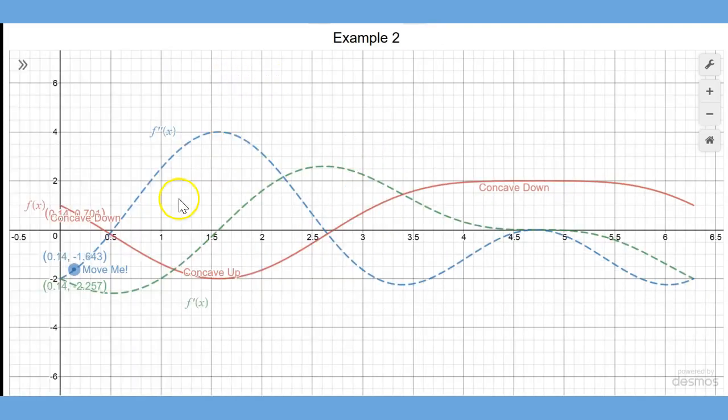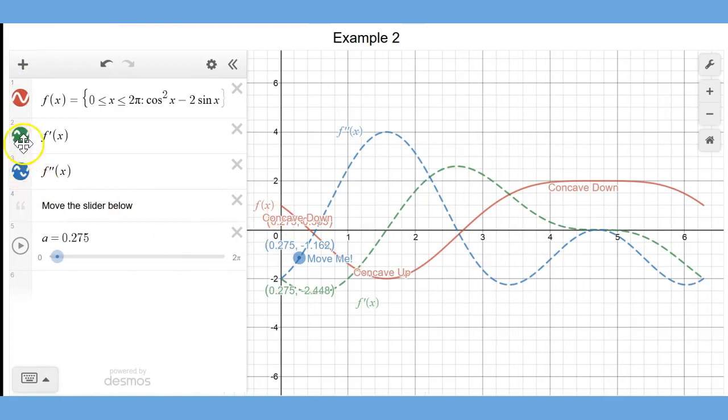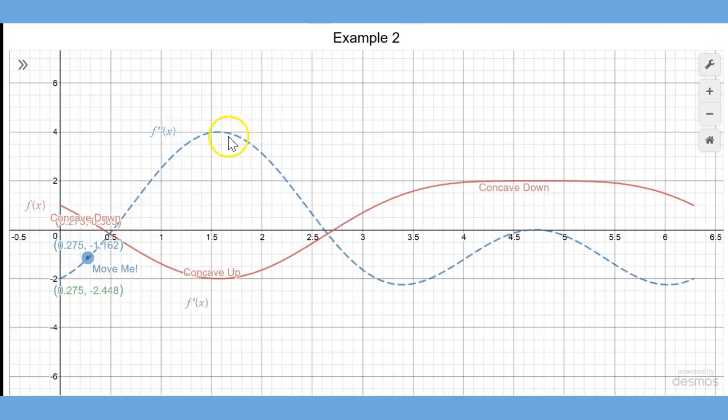So let's look at this. So the blue graph is the second derivative. The red graph, the solid red graph, is the function itself. So I'm going to turn off the first derivative for a second. So notice that it's concave down where that second derivative is less than 0. And then that red graph is concave up where my second derivative is greater than 0 above the x-axis here.